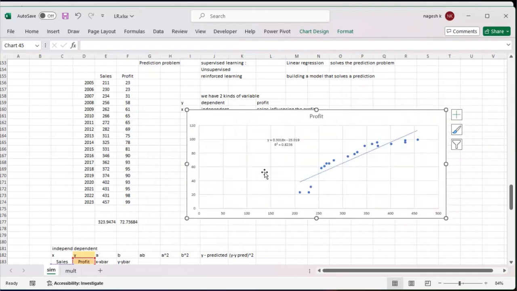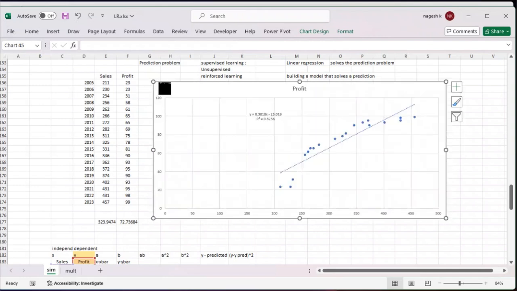We have created a chart. This is the data for that. Each and every point belongs to profit. Earlier this was the spread of profit only. On the x-axis it is sales and on the y-axis it is profit.